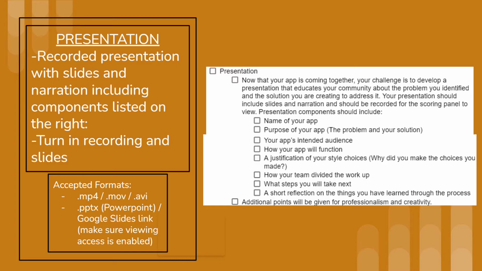We need a recorded presentation with the slides that you make and some narration. So those components that'll be on those slides are listed over here to the right, including the name of your app, the purpose, the intended audience, how it will function, a justification of your style choices, how your team did the work, what steps you'll take next, and just a short reflection.